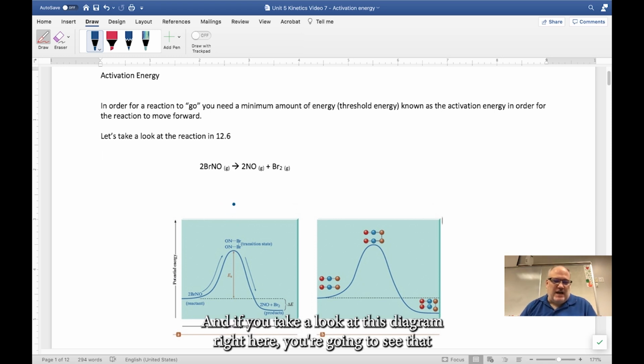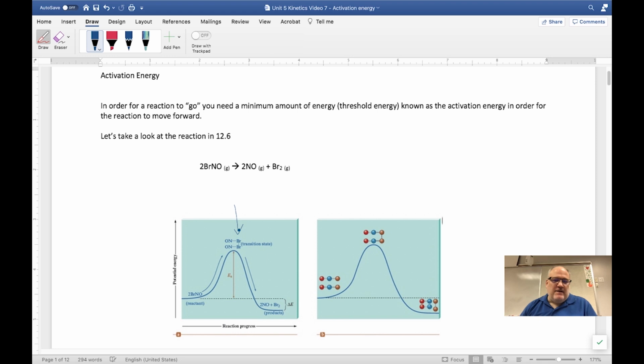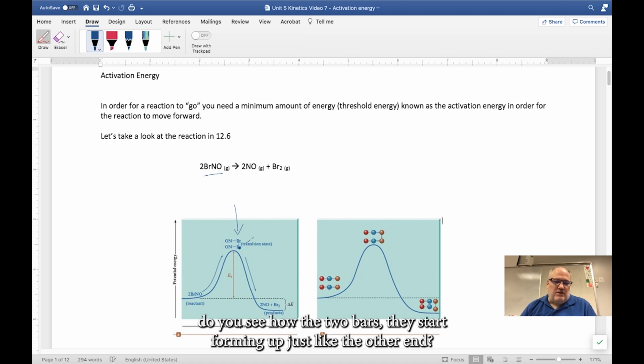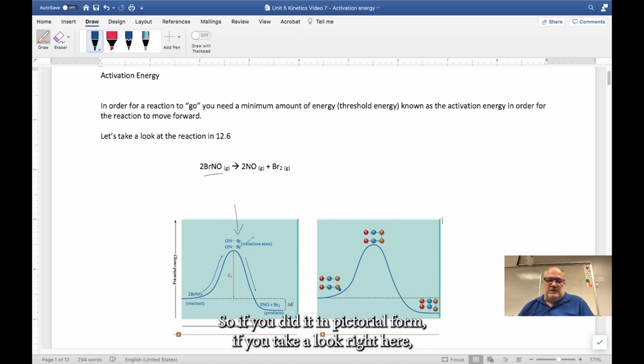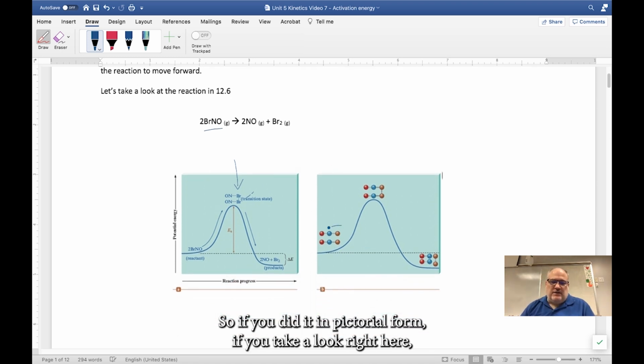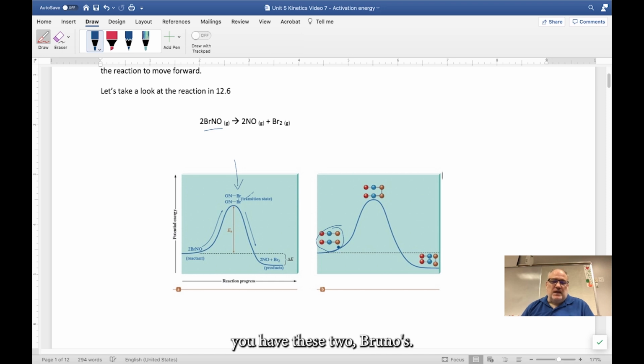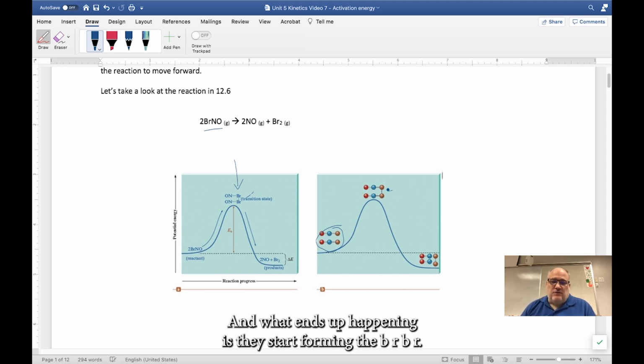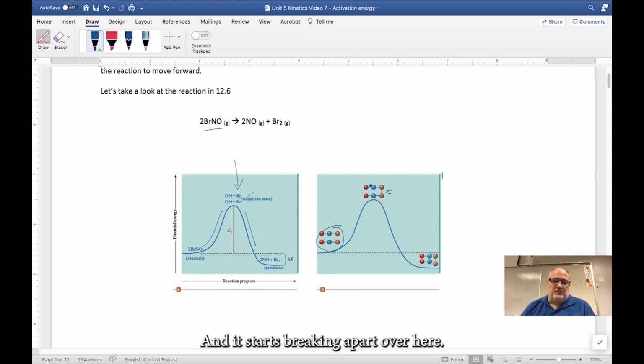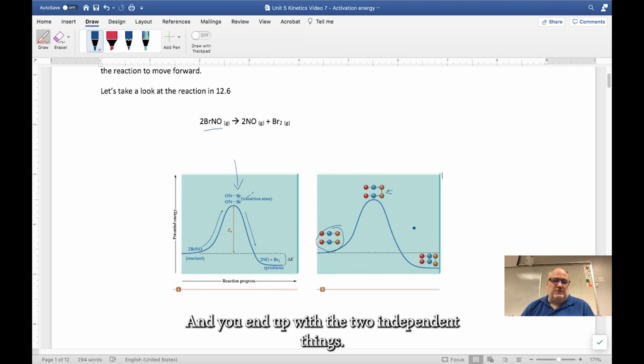If you take a look at this diagram right here, you're going to see that what actually ends up happening is that this BrNO comes in contact with another BrNO. Right here, do you see how the two Brs start forming up just as the other NOs start breaking apart? If you did it in pictorial form, you have these two BrNOs, and they start forming the Br2, that's what the two blues are here, and it starts breaking apart over here, and you end up with the two independent things.